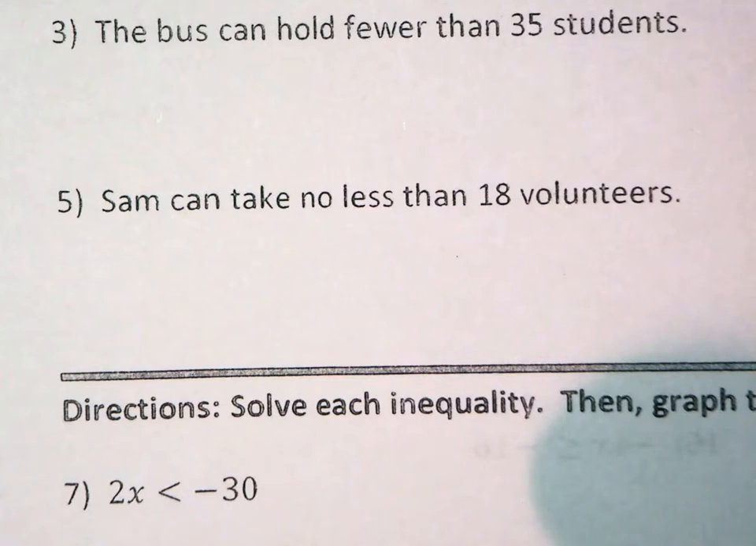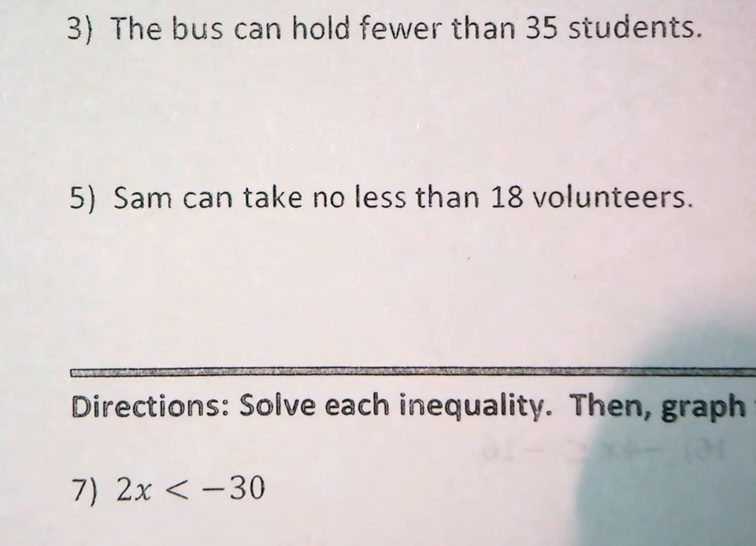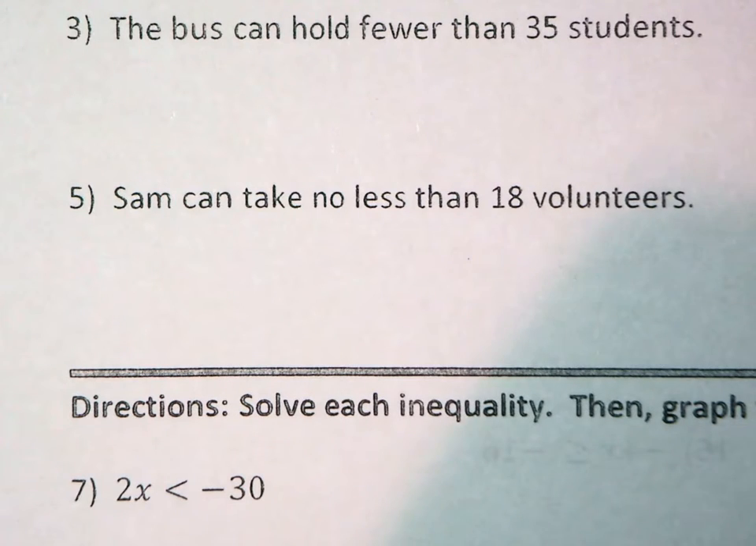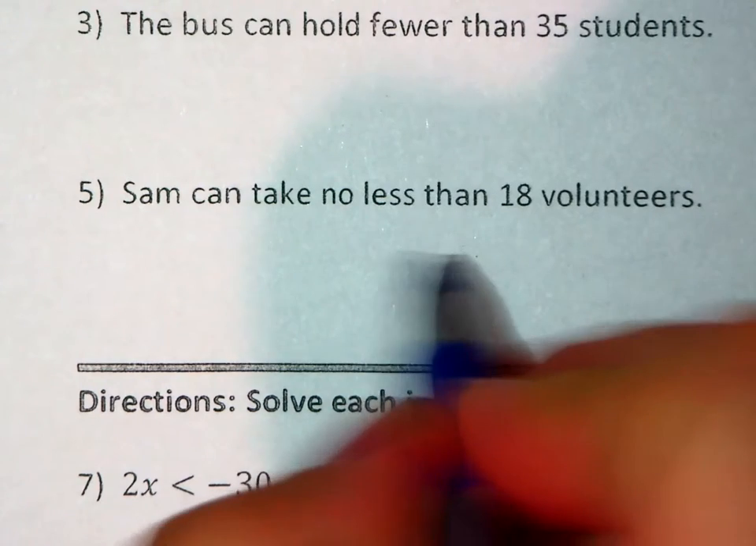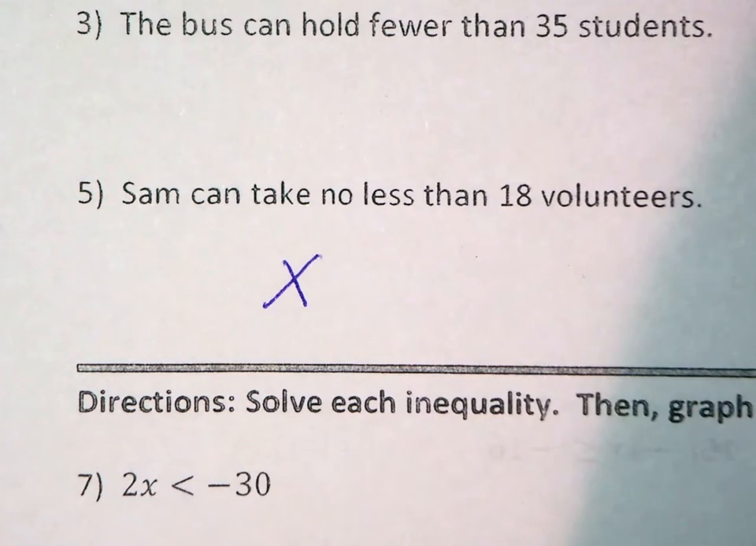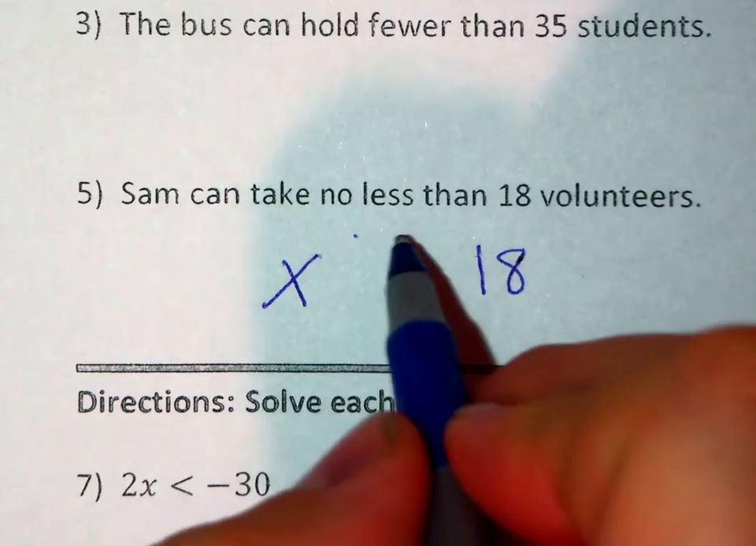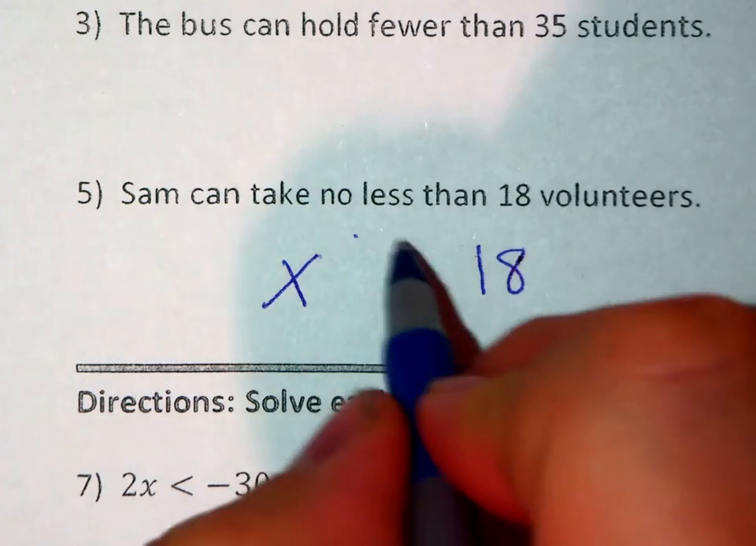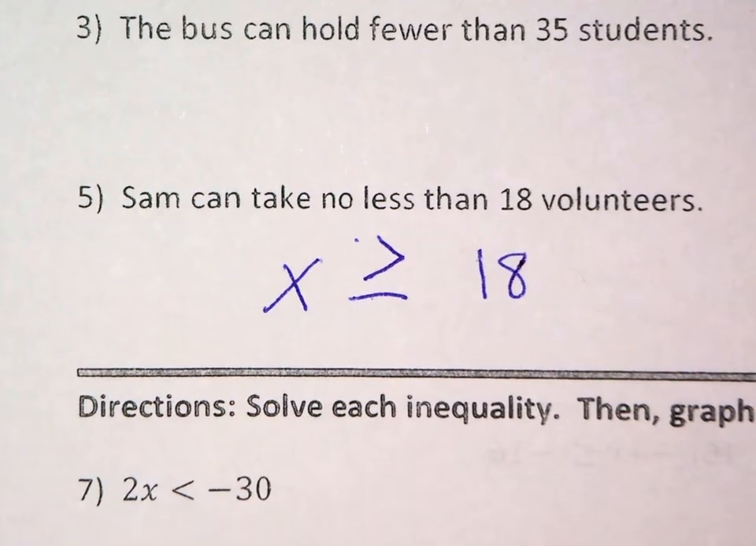Let's see, number 5. Sam can take no less than 18 volunteers. And you'll see a statement like that often when you're trying to plan an event and you need to have a certain number of people in order to make it affordable for the event to take place. So no less than, x has got to be at least 18, but x can be greater than 18. So x is greater than or equal to 18.